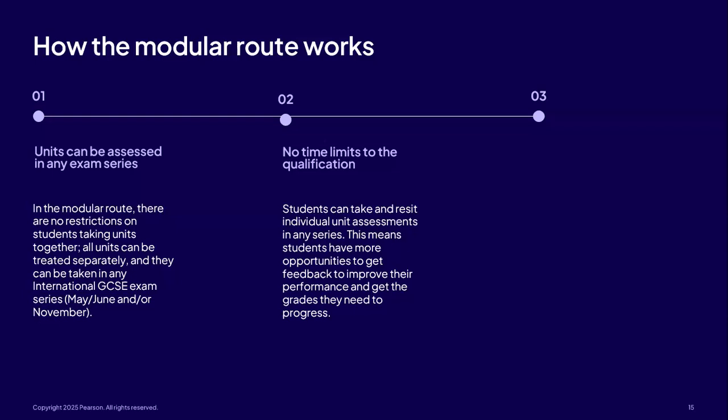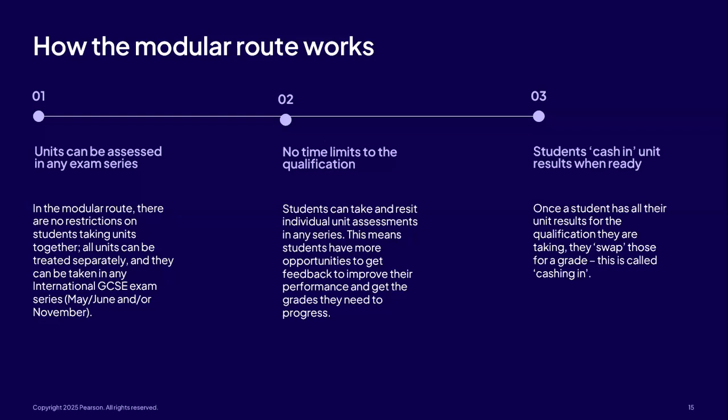Students can take and resit individual unit assessments in any series, which is unlike the linear route where any resits have to be of the whole course. So this means students have got more opportunity to get feedback and to improve their performance and get the grades they need to progress. And then they can cash in their unit results when they're ready. So once they've got all the unit results and those are what they want to use, they swap those for a grade, which is referred to as cashing in.